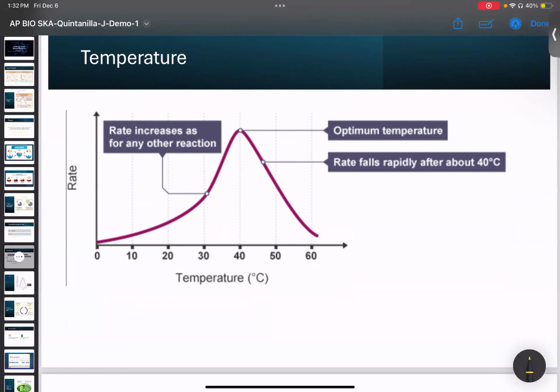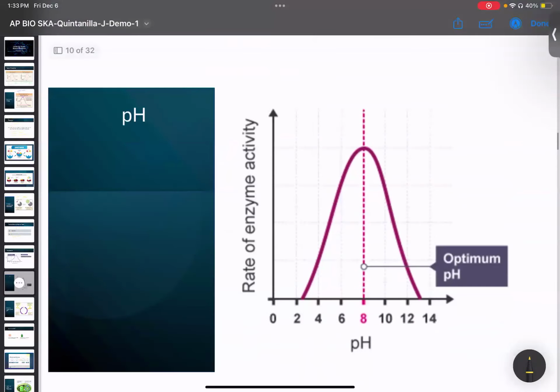Again, we talked about how the shape of the enzyme dictates its function. So if you change the shape of the enzyme as a result of high heat, it can no longer function as intended. Now you have pHs.